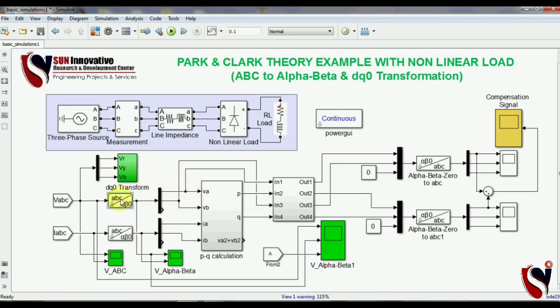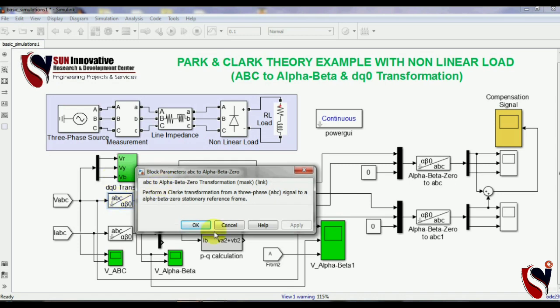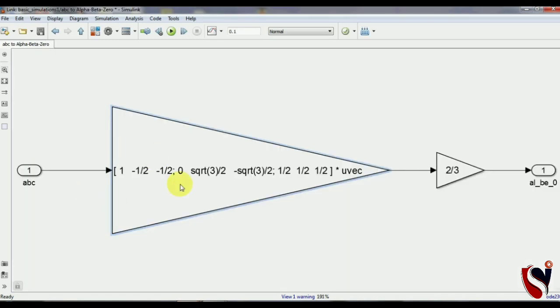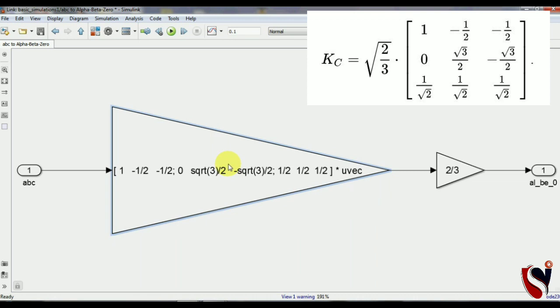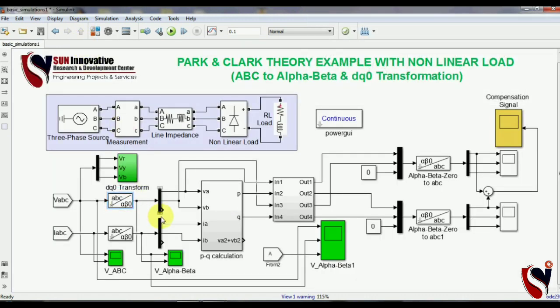This is connected with the demux over here, because we need to separate these values from the alpha beta. This block shows only the matrix. You can see this is the matrix, and you can see in the window also how the matrix is used to convert the three phase power system to the two phase. Here the voltage signals are converted to two phase, and here the current signals are converted to two phase, and a scope is connected for the three phase ABC, and here the alpha beta.